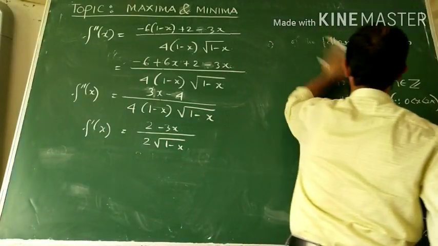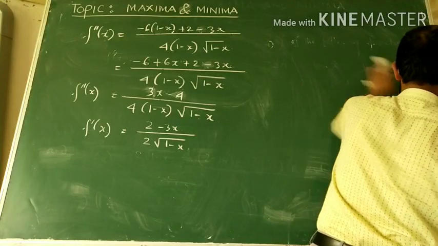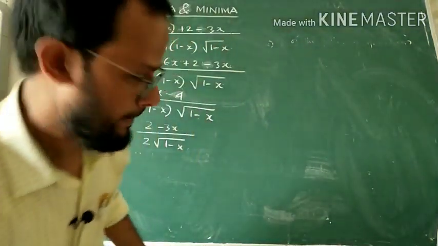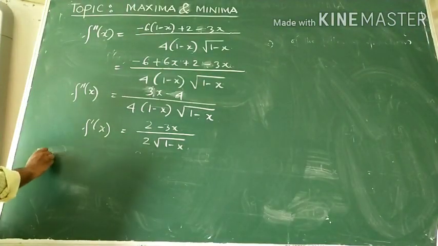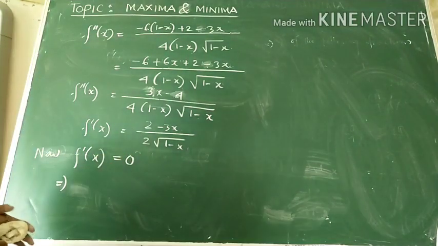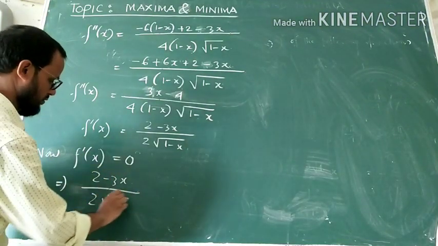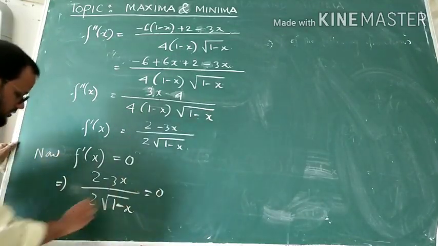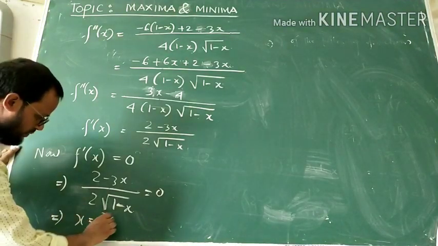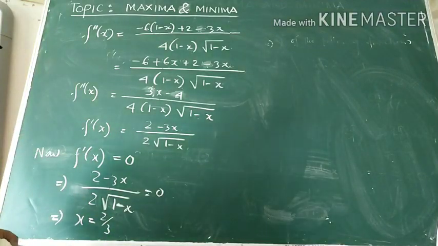Now we are going to find the critical point. Our job is to find the critical point. Now f dash x equal to 0. If we set f dash x to 0, 2 minus 3x by 2 into root over 1 minus x equals 0, so cross multiplying, ultimately 2 minus 3x equal to 0, and x equal to 2 by 3. This is the only critical point, which is also positive, satisfying our given condition in the problem.